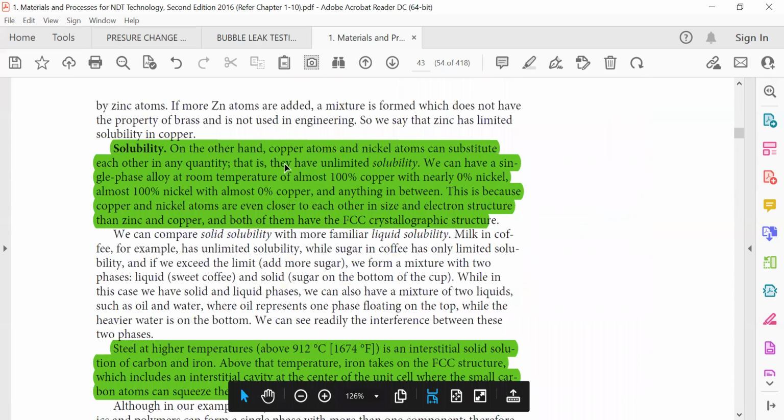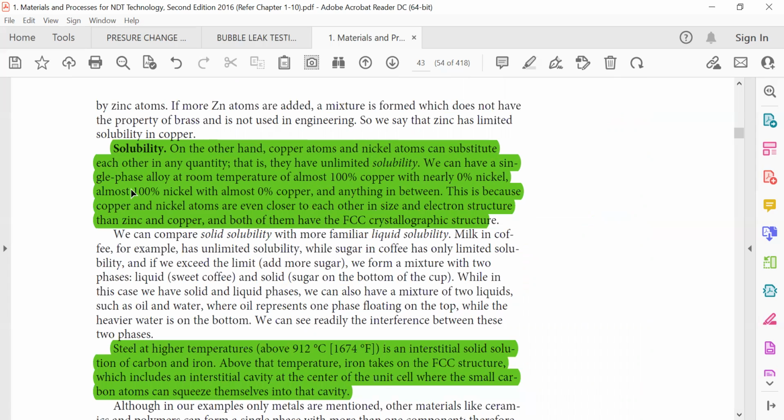Solubility. Copper atoms and nickel atoms can substitute each other in any quantity. So they have unlimited solubility because they are the same size. This is because copper and nickel atoms are very close to each other in size, the electron structures are about the same, and both of them have FCC crystallographic structures. That's why solubility is high.